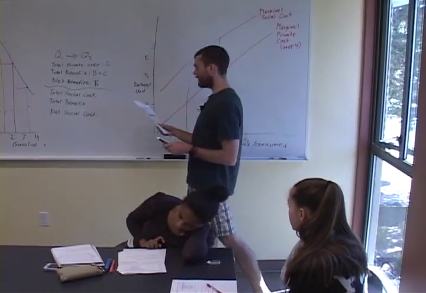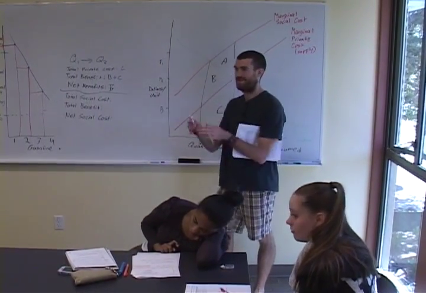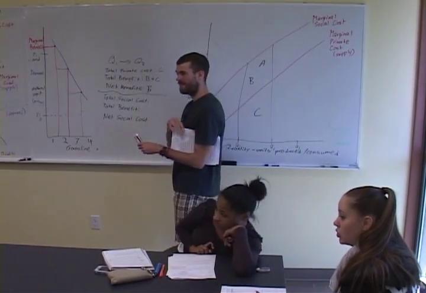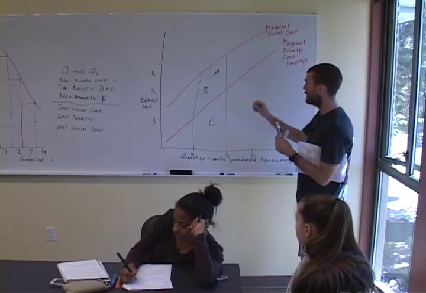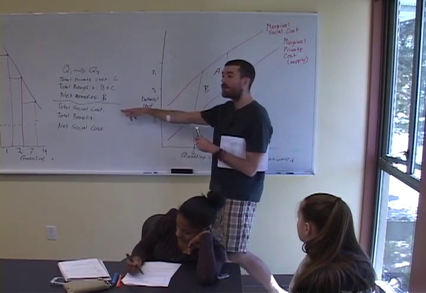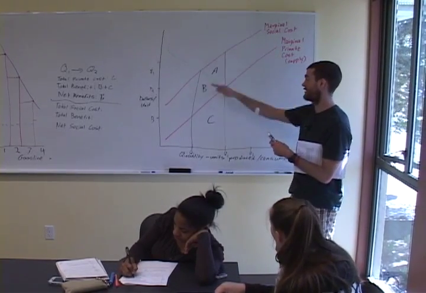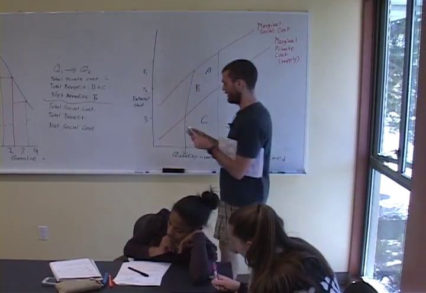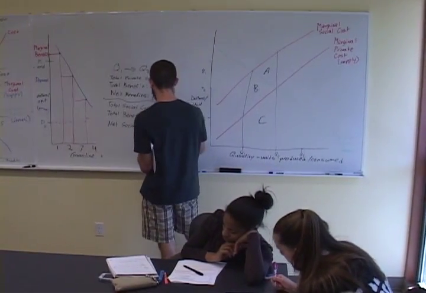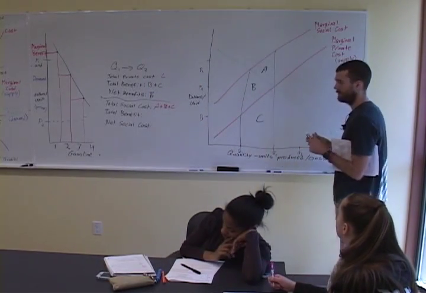So somebody want to offer what do we get for total social cost? Yeah. Okay, I wasn't sure if it was A and C or just A. Okay, total social cost. So social cost is going to be the entire area under the marginal social cost curve. Yeah, so it's A, B, and C, because it's just this curve and the entire area underneath it. So total social cost, A plus B plus C.